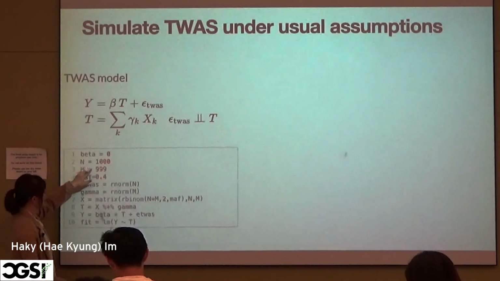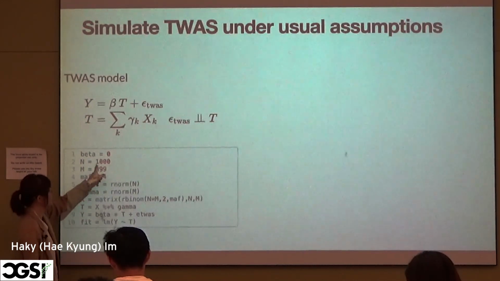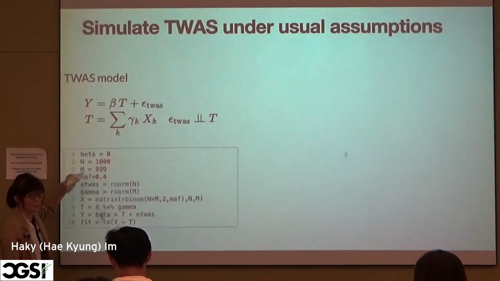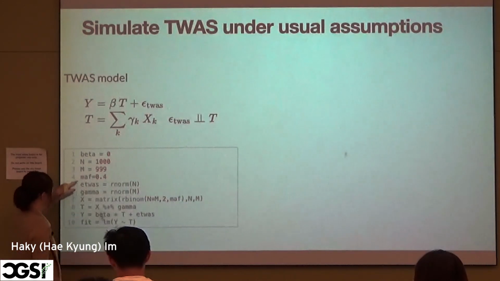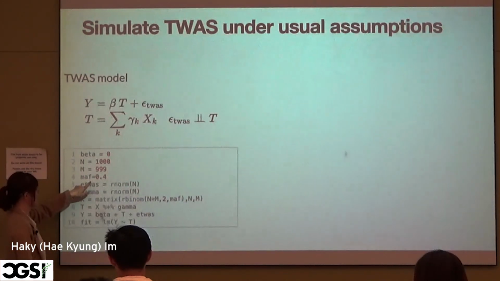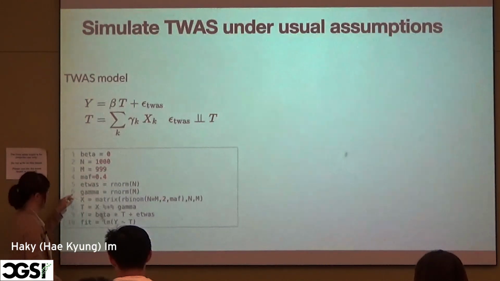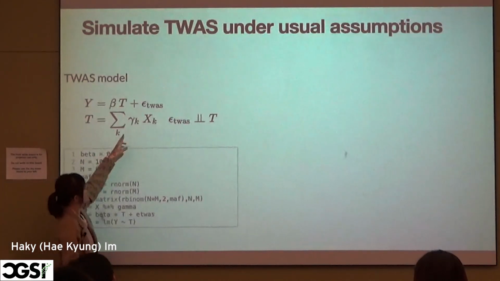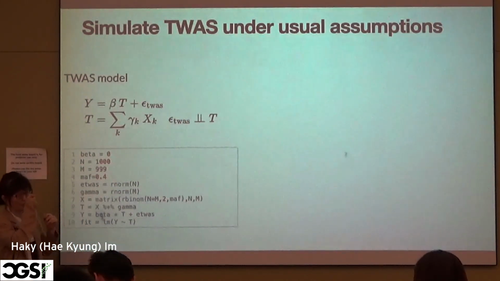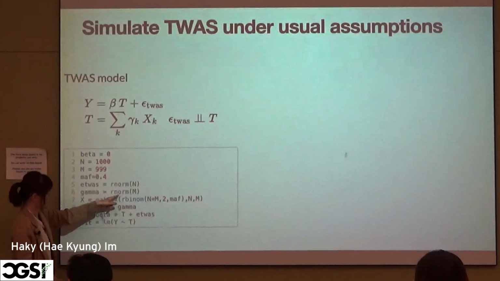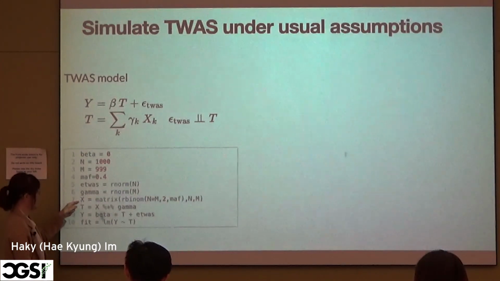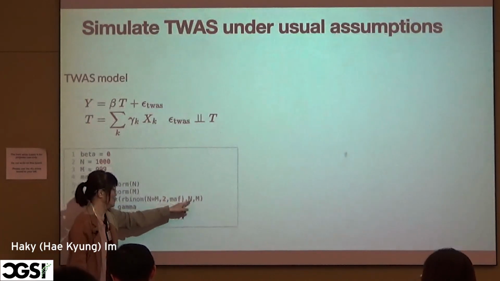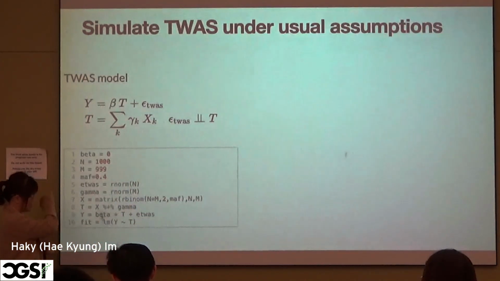Here, to make it computable within reasonable time, the sample size N is 1,000. M is the number of SNPs. I like to have different numbers for N and M so that it will catch any errors I have in the coding. Minor allele frequency is 0.4, just because. Epsilon, the error, is normally distributed. Gamma, the effect sizes, I'm just getting from the normal distribution. I'll show you something else later. And then X is the genotype.